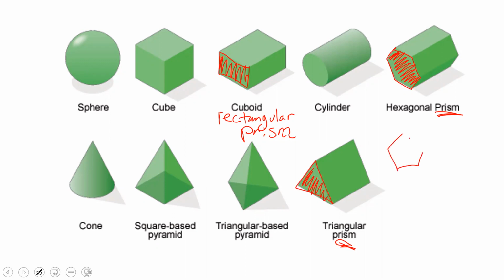So let's say I drew a pentagon, and then I said, hey, I've got now a 3D shape coming off this pentagon. Well, guess what? That would be a pentagonal prism. We also have cones, and square-based pyramids and triangular-based pyramids. We're going to be considering all of these.